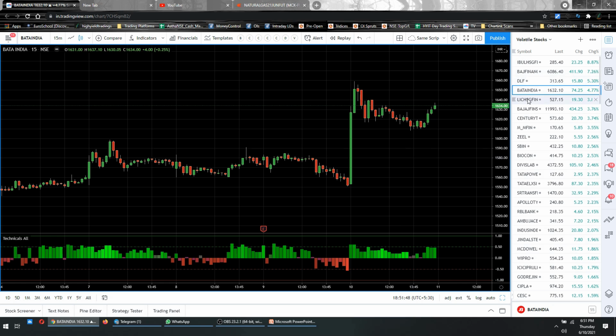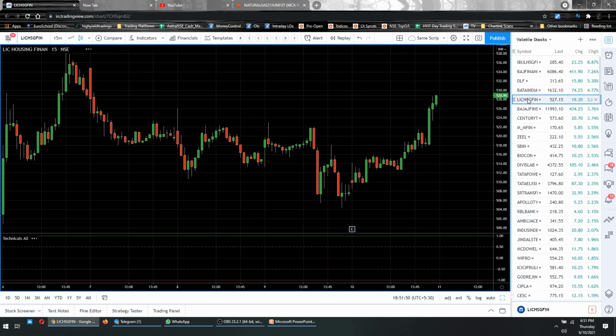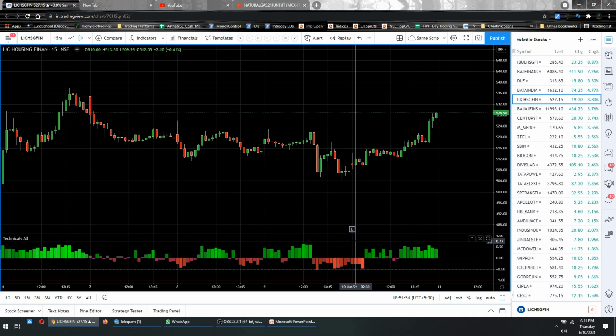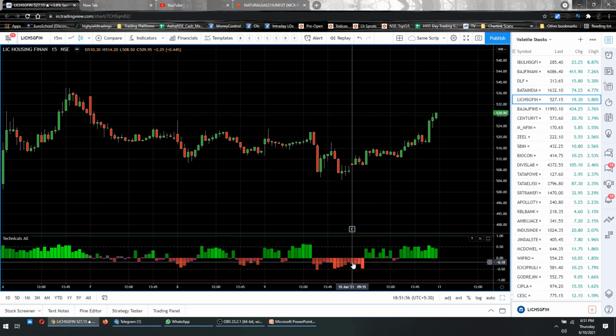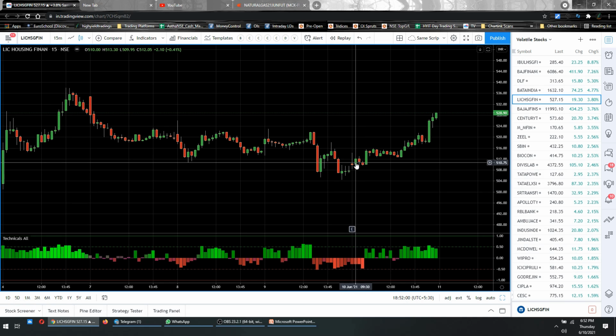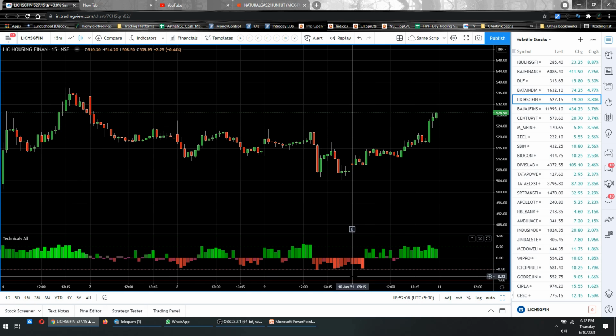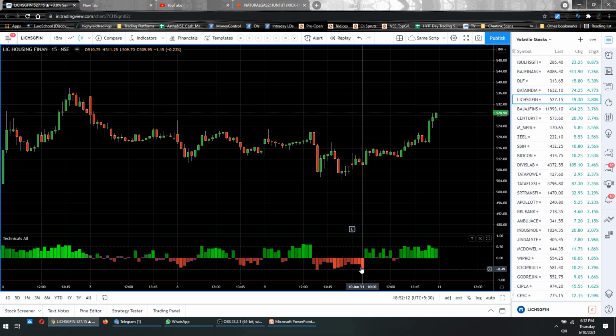Now let's make this the last one. LIC HSG Fin. Again, they started here. We got some red histograms, but the trend was an uptrend. Even if we are getting some red histograms here, it should not bother us because none of the red histograms have breached the minus 0.5 mark and gone down. So no trades here.